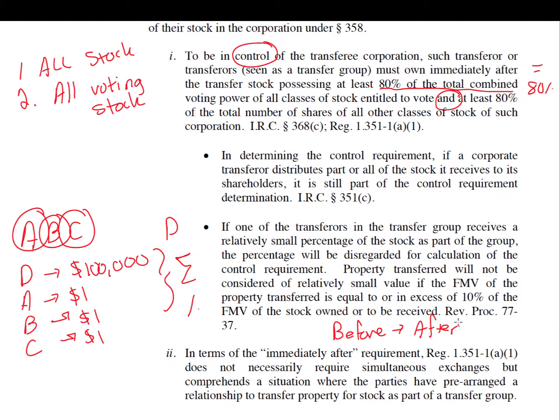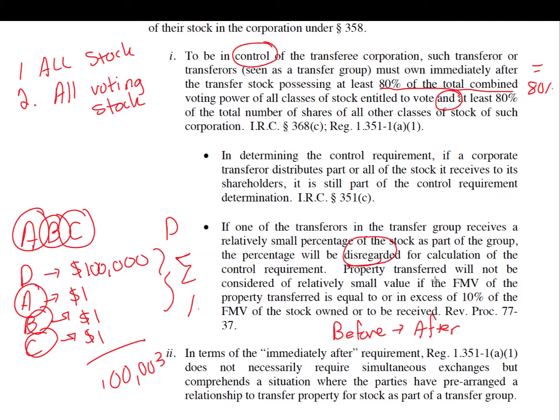If one of the transferors in the transfer group receives a relatively small percentage of stock as part of the group, that would be A, B, and C. They're all receiving a relatively small percentage of stock for the transaction. They're only getting $1 worth of stock. If they each get a relatively small percentage as part of the group, you add everything up and you get $100,003. Then the percentage that goes to A, B, and C will be disregarded.